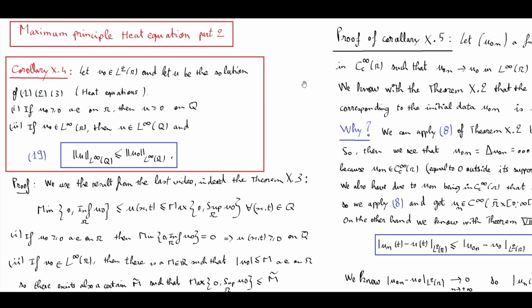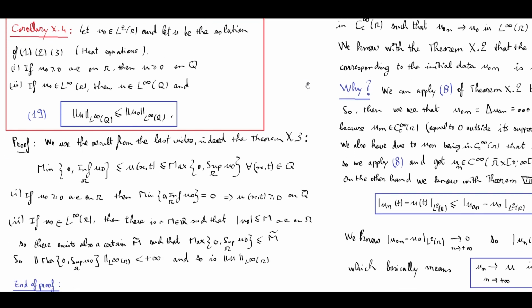Secondly, if U0 is in L infinity of omega, then U, the solution, will be in L infinity on Q, so on all the cylinder. And we have the inequality 19, blue framed, where the L infinity norm of U on Q is smaller or equal to the L infinity norm of U0 on omega. So now let's prove this corollary.